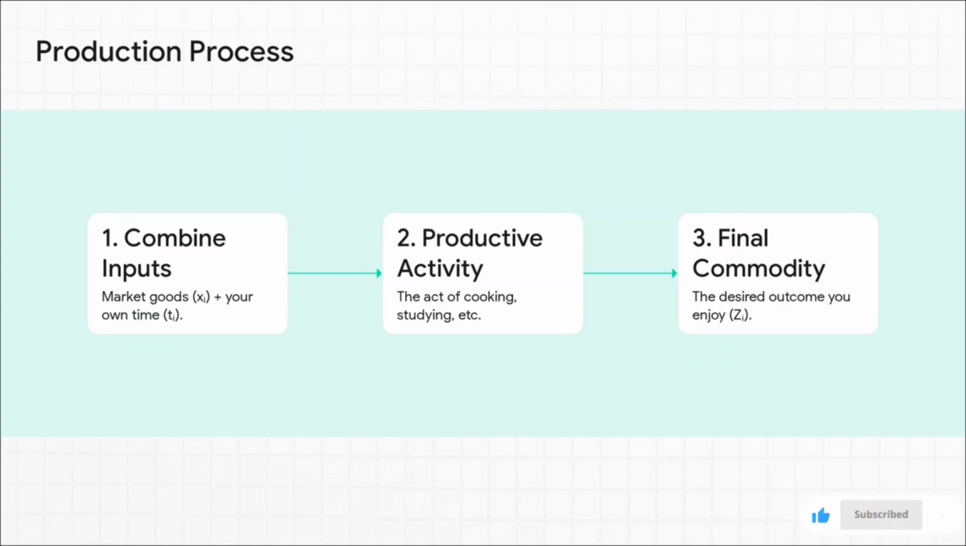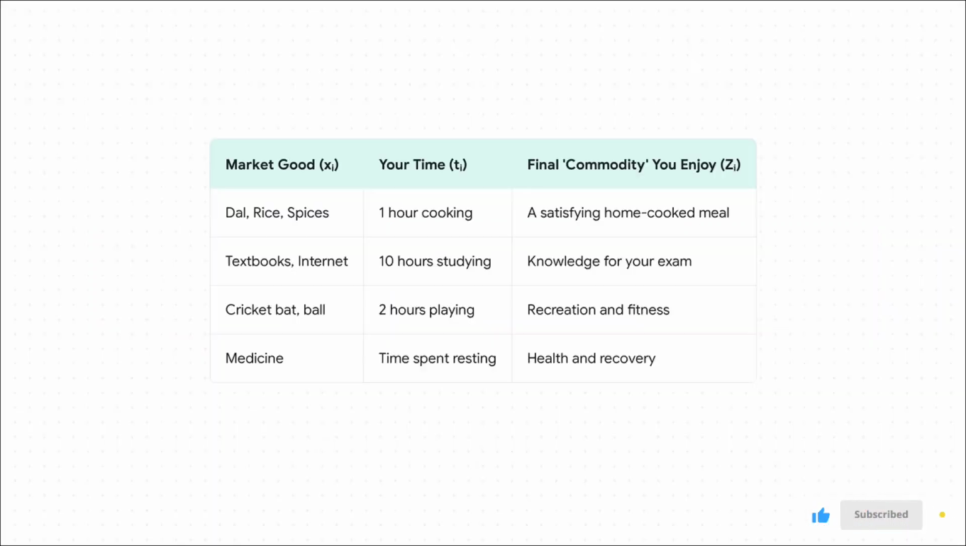This breaks it down perfectly. It's a simple, three-step flow, something you could even sketch out in your exam to make it visual. You take your inputs, things you buy, plus your own time. You do something with them, an activity, and out comes the final valuable output, which Becker gave a special name: commodities.